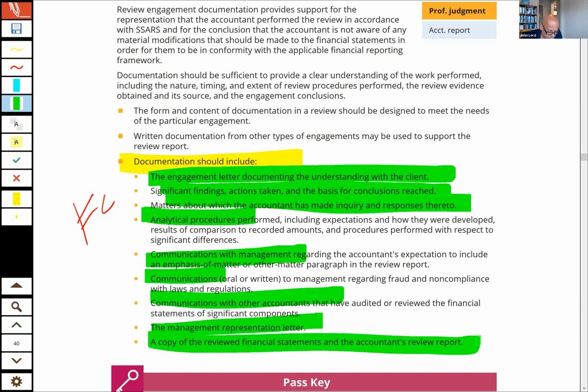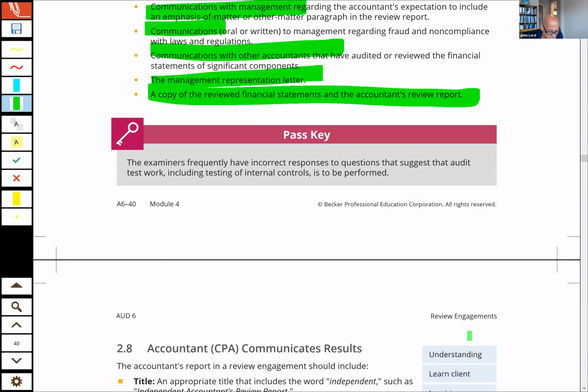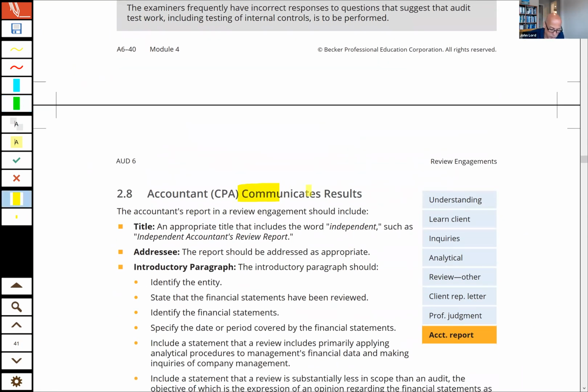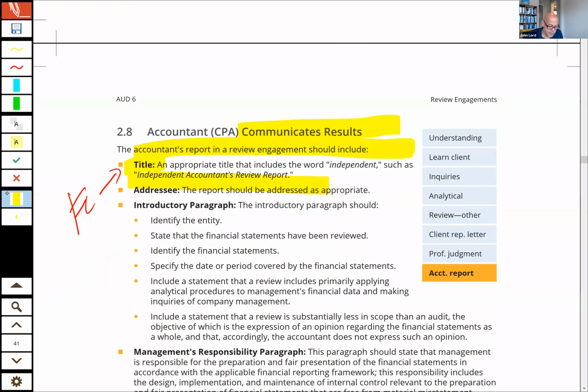Okay, now we are going to be required to have communication, and we're going to issue the review report. Notice the title of the report will say that we are independent. Flashcard that, because we probably started to forget about our independent stuff, and it wasn't required for a preparation, wasn't required for compilation. It is required for a review. We address the report, and then we will have in there, and I just want you to flashcard the things that I've highlighted. Include a statement that a review is substantially less in scope than an audit.